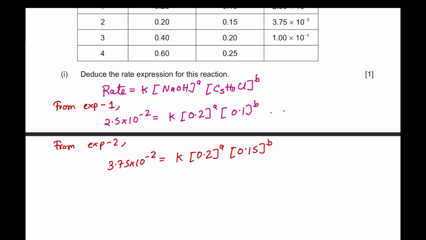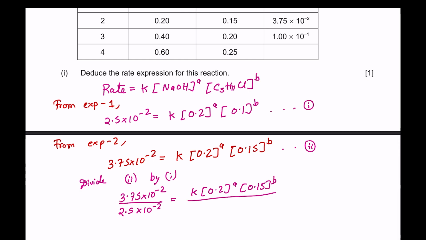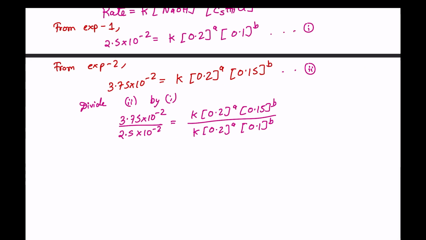Now if we divide this, let's say this is 1 and this is 2. If we divide 2 by 1, what we'll get is 3.75 times 10 to the power minus 2 by 2.5 times 10 to the power minus 2. This will be equal to K times 0.2 to the power of A, 0.15 to the power of B, by K times 0.2 to the power of A and 0.1 to the power of B. Upon simplification, we will find that this side is 1.5 and this side becomes 1.5 to the power of B. Therefore, B is equal to 1.